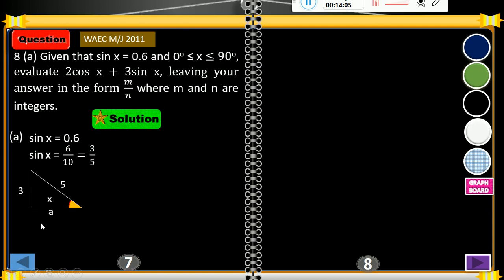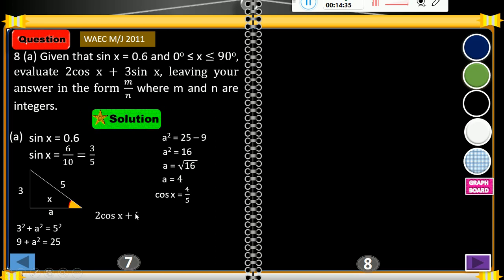We're going to use Pythagoras rule to find the value of A. So that gives us 3 squared plus A squared is equal to 5 squared. So 9 plus A squared is equal to 25. So A squared is equal to 25 minus 9. A squared is equal to 16. A is equal to 4. Now, using the value of A, 4, we are now going to find the value of cos X. So cos X will give us 4 over 5.